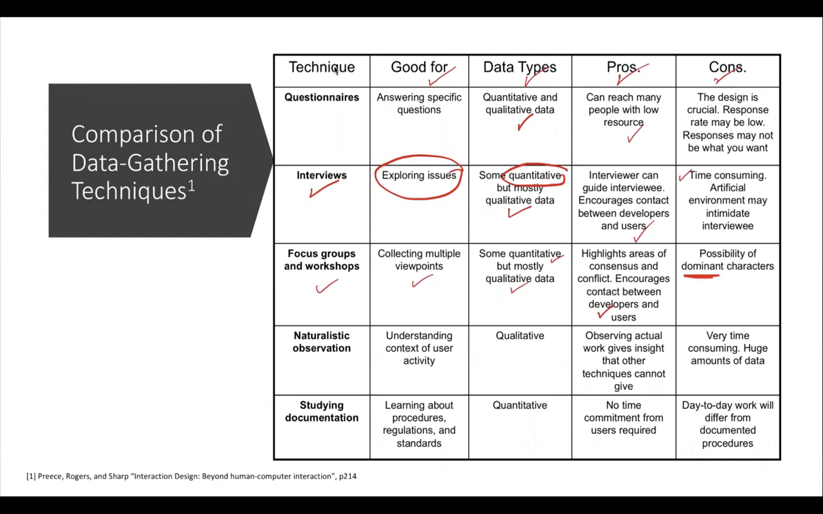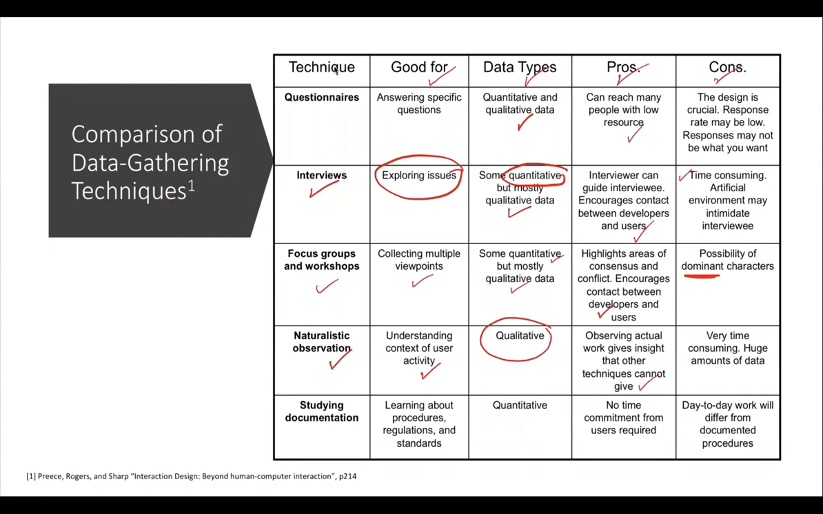However, if there's a dominant character, that might affect the decisions. That's why it's important to be unbiased. Also, observation. It's good for understanding the user activity, including the context of the user activity. Most of the data collected are qualitative, and it's good to observe actual work, which gives insight about requirements that were not easily elicited by other techniques.